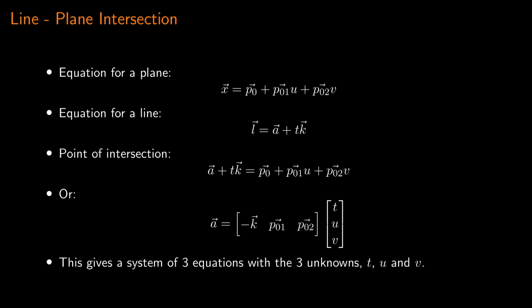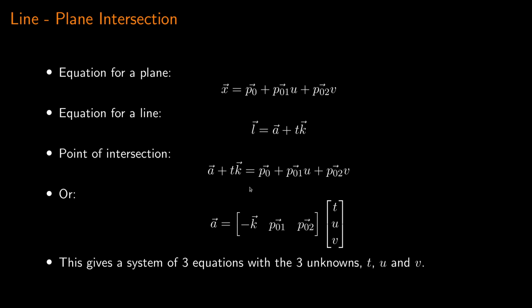So if we want to calculate the point of intersection between that line and that plane, then all we have to do is simply set those two equations equal to each other, because we want to know the point at which they coincide, the point at which they intersect, which is obviously going to be a point that lies both along the line and a point that lies within the plane. Therefore, both equations will be equal at exactly that point.